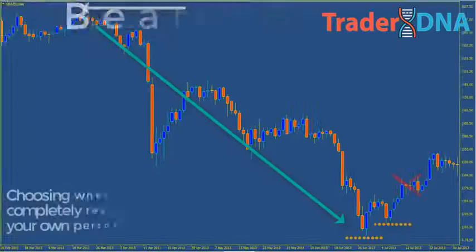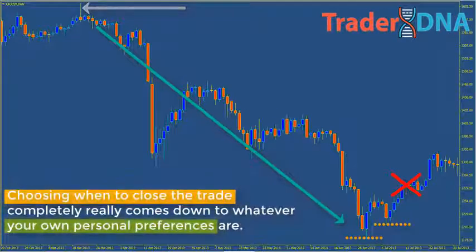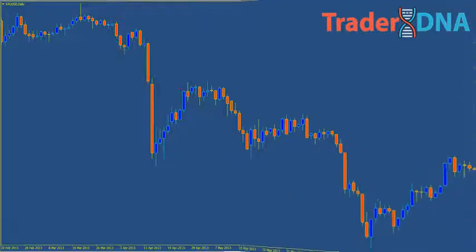Choosing when to close the trade completely really comes down to whatever your own personal preferences are. I always try to hold my trades open for as long as possible, but I know that a large number of traders like to set targets to close their trades at predetermined points, so really it's up to you to decide when to close your pin bar trades. Here are other examples of trading pin bars at support and resistance levels.